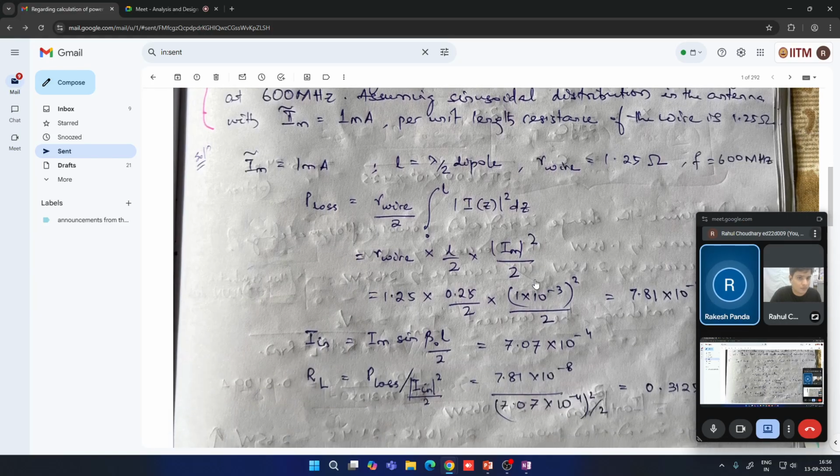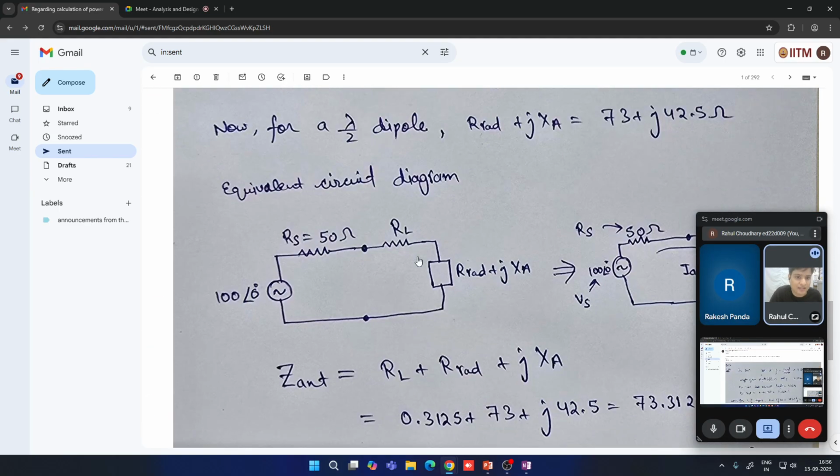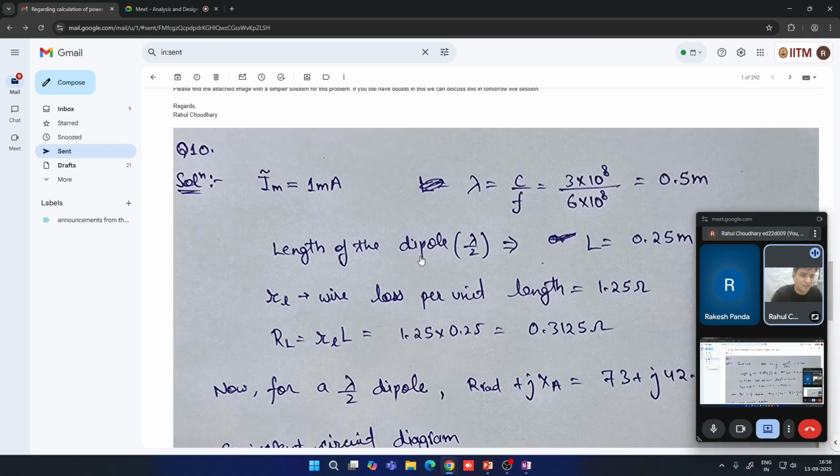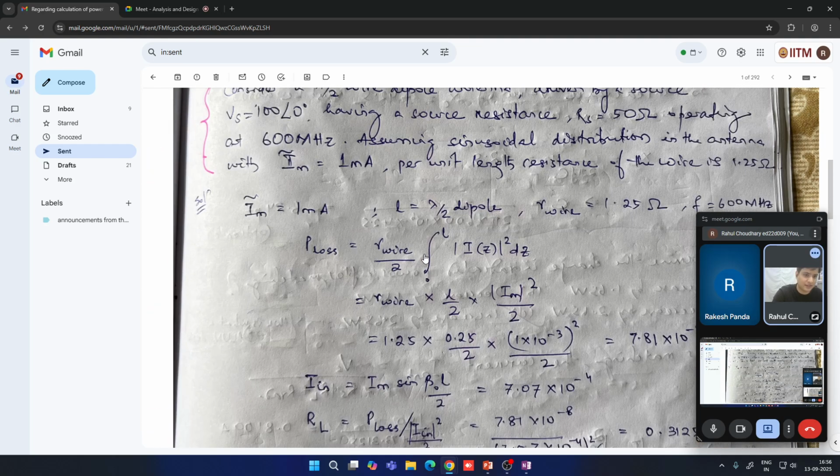The doubt was: integrating dz from 0 to L, how does it become L by 2? Oh, I think there is some mistake. This 2 should not be there, correct? Yes, there is some mistake in this solution. That's why I gave you this solution, because it makes more sense. I don't know why I did it like that. Earlier I also got confused while solving it.